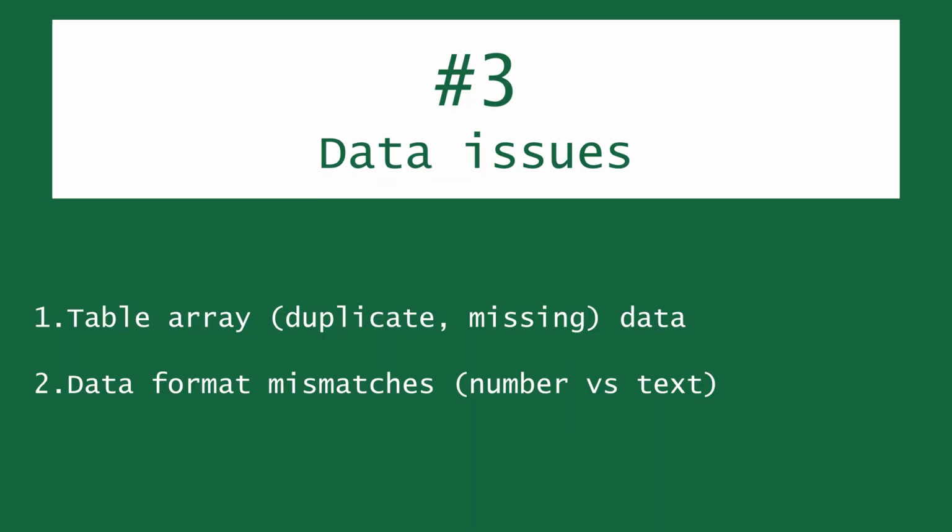The third most common mistake I see are issues related to the data itself. As data analysts, we can't always control our data source, but we can control how we manage that data. This is a necessary skill to learn as an Excel data analyst. I always think of data issues in one of two ways. One, you have a problem with the table array that may contain duplicates or missing data, which you need to account for in your analysis. Second is related to data format mismatches, which can have a value configured as a number in the lookup or text in the array.